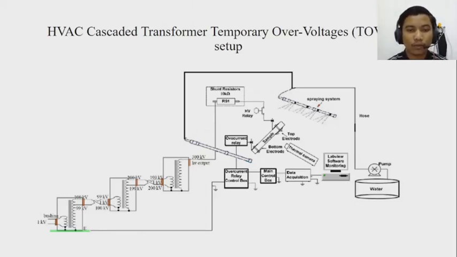As you can see over here, this is the cascaded transformer. This is our sample, which is the insulator test object, and this is our spraying system for the wet condition. The other parts are safety measures, which are the overcurrent relay and overcurrent shunt resistor. The overcurrent relay signal will be read by the overcurrent relay control box and sent to the main control box, then to the data acquisition, and then to LabVIEW for the monitoring system.